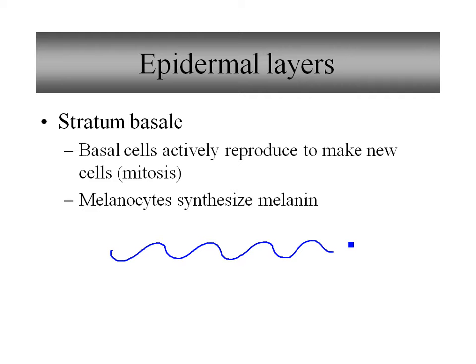So you've got a single wavy row of cells, and there are lots of stem cells here that are having a lot of mitosis going on. So that keeps you a constant supply and pushes cells upward. And then we'll go into the different layers as we go up. But you start with the stratum basale. 90% of these cells are the keratinocytes.